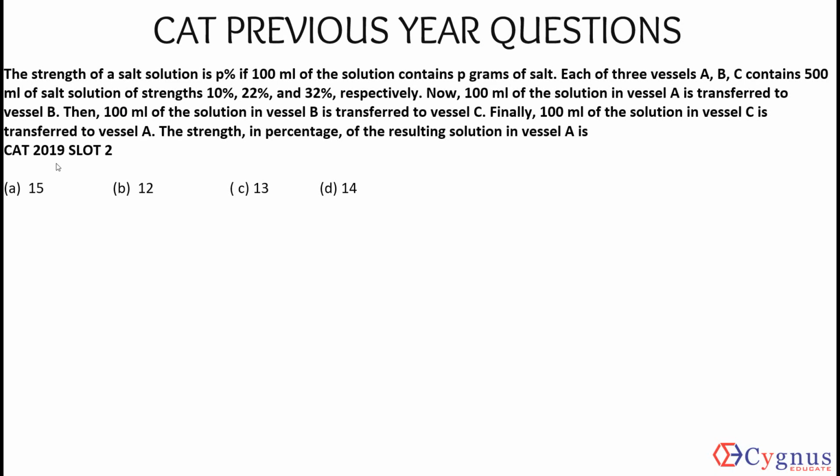It's a question of CAT 2019 slot 2. The strength of a salt solution is P%. If 100 ml of the solution contains P grams, so if it contains 10 grams, its strength will become 10%.